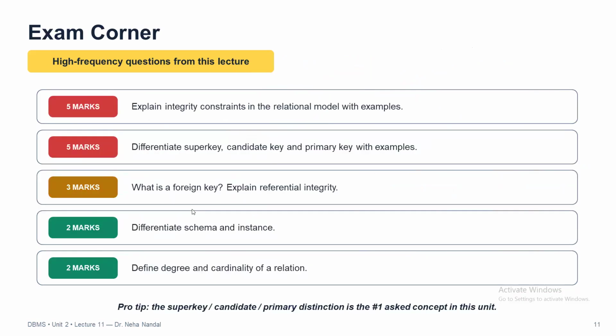From the exam point of view, there are some questions that can be asked, like explain integrity constraints in the relational model. Differentiate super key, candidate key, and primary key with examples. What is a foreign key? Explain referential integrity, because both are related to each other. Schema and instance, a very much asked question in vivas. Degree and cardinality of a relation. Please make a note of these questions. These are very much required for your exam purpose.